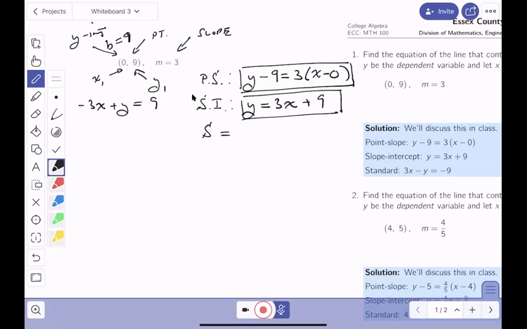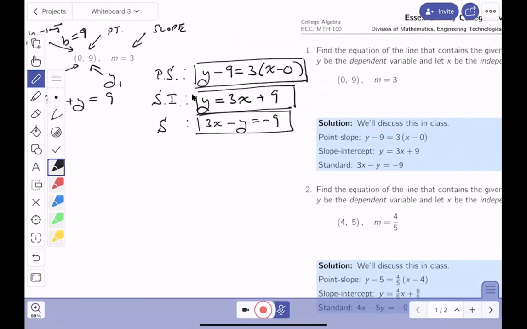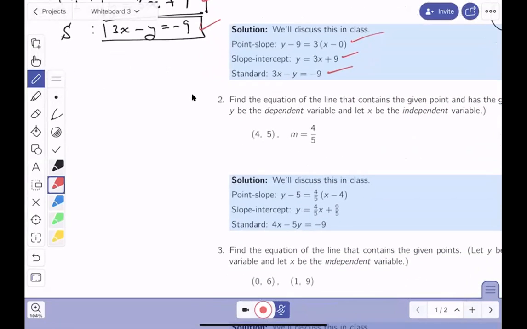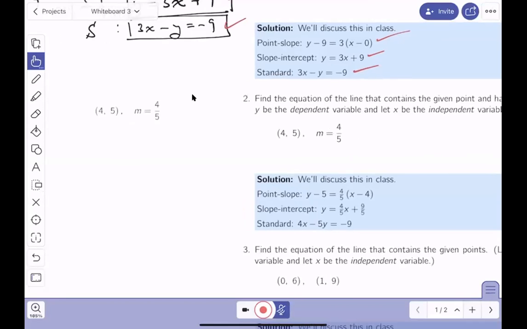Oops, I didn't mean to put an equal sign there. Let me just go backwards and erase that. And that's going to be 3x. I'll multiply by minus 1: 3x minus y equals 9. Let's look at our key, see how we did. Well, I see this. I see this. And I see this. I'm doing okay. Let's go to the next one. And I'm going to pull it on the side for you. We'll look at the key later.